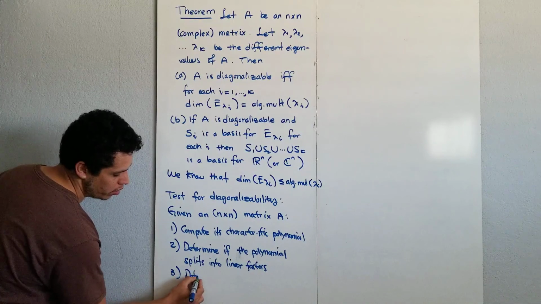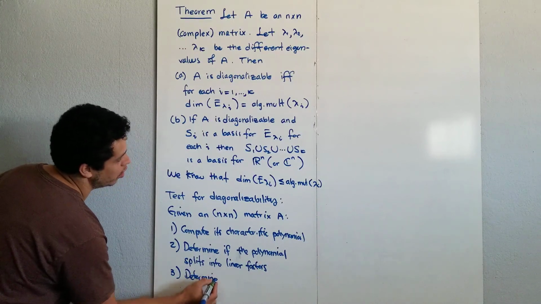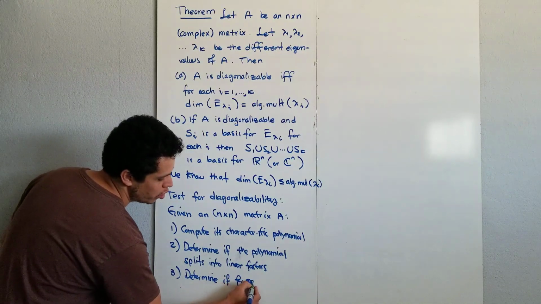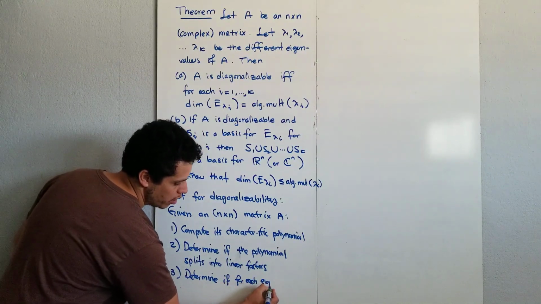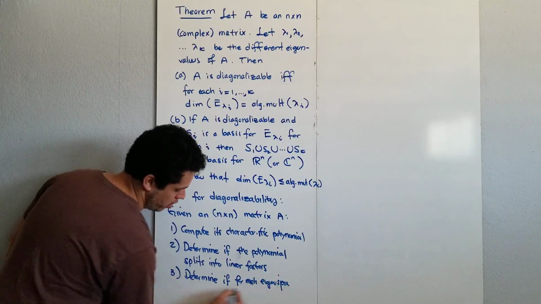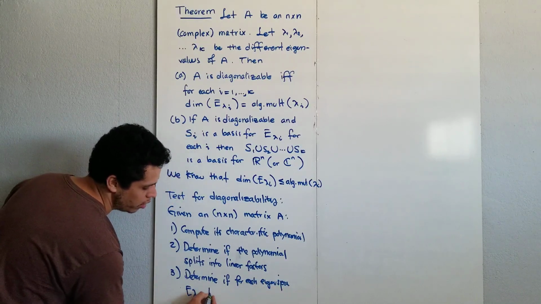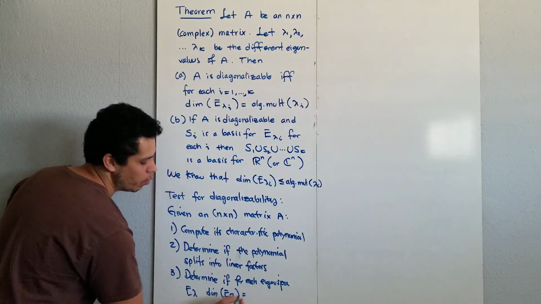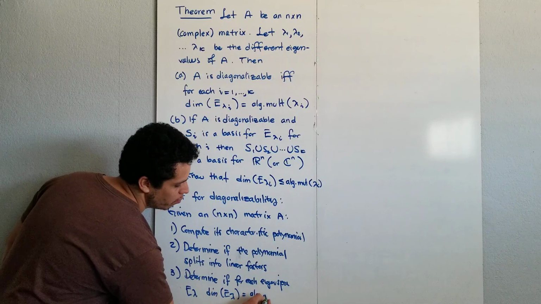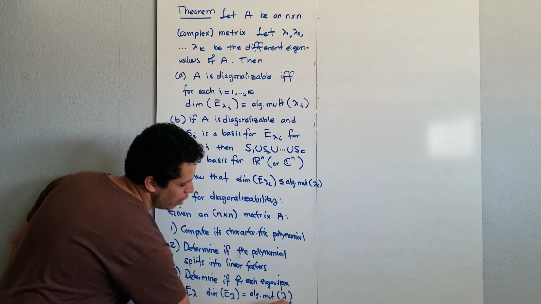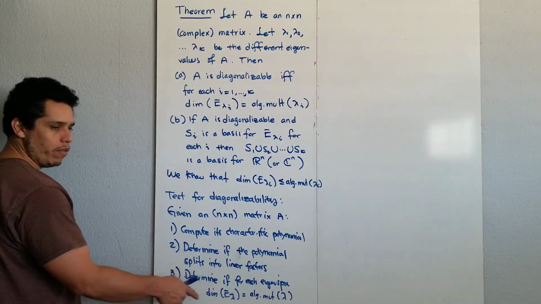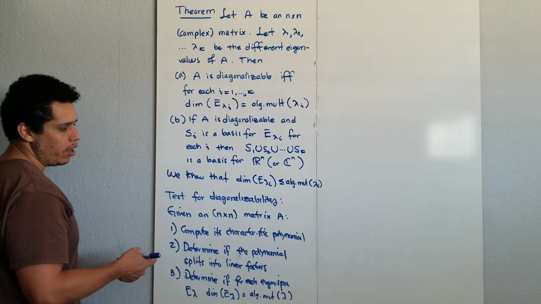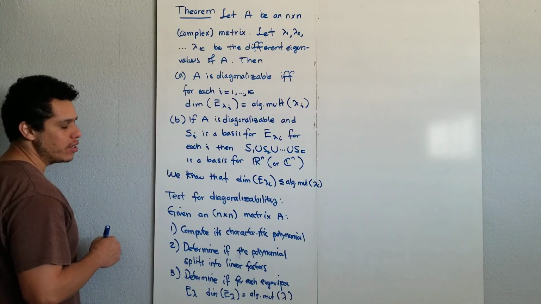Determine if for each eigenspace E lambda, the dimension of E lambda is equal to the algebraic multiplicity of lambda. Now, if one of these conditions fails, well, the matrix is not subject to the diagonalization process.